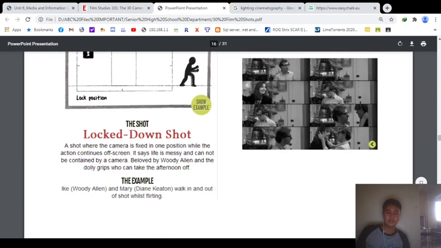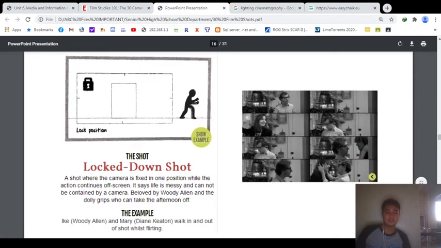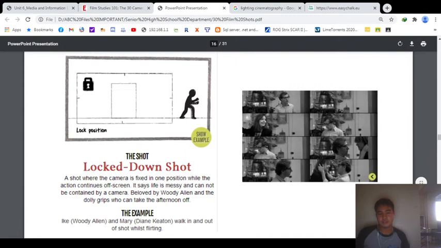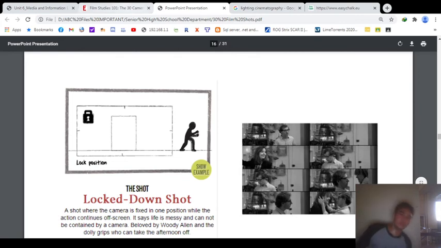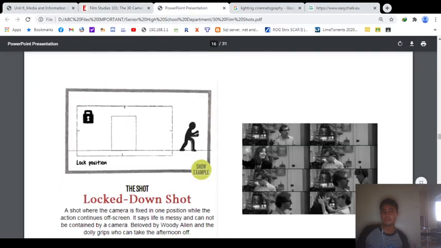Next is the lockdown shot. The camera is in a locked position. It's fixed in one position while action continues off screen, until the subject disappears from the camera position. An example of this is when something suddenly pops out to surprise you, that locked position. That means you're anticipating a specific subject. For example, in horror films, they also use the lockdown shot.